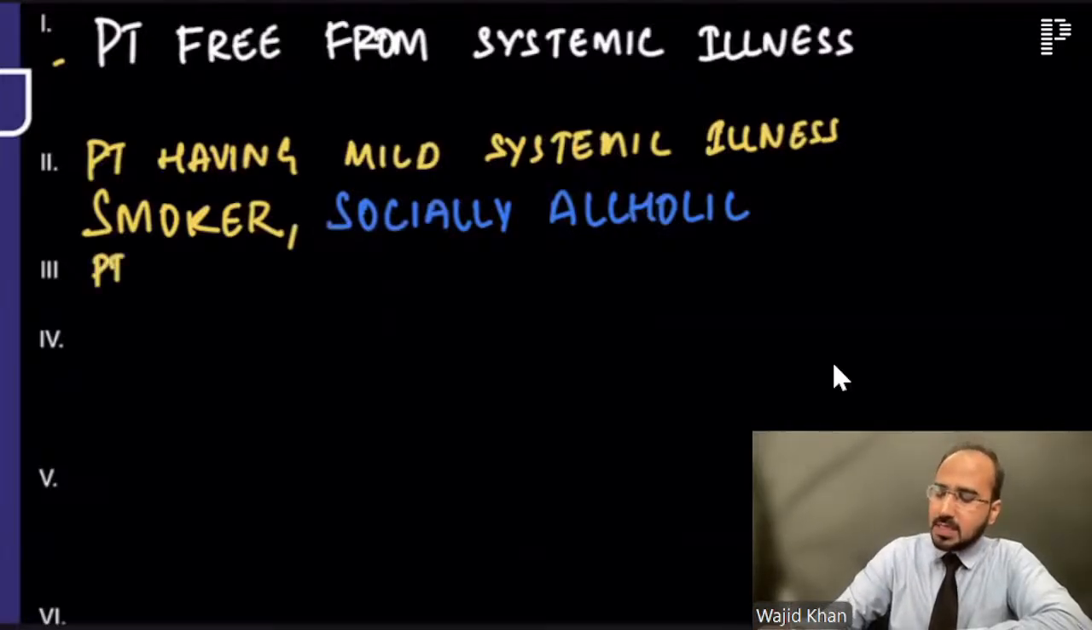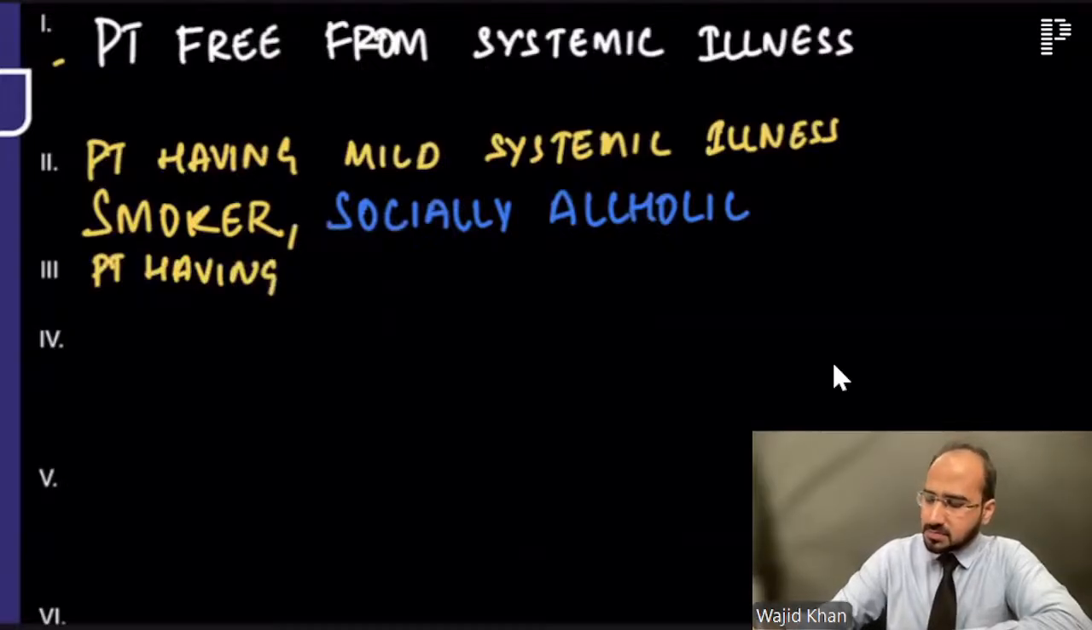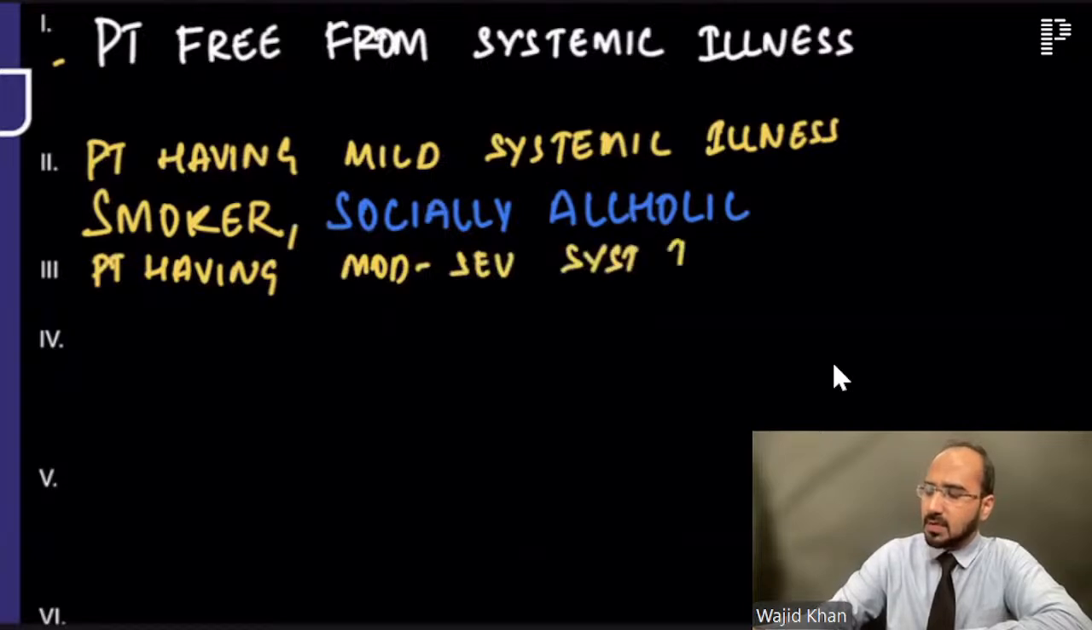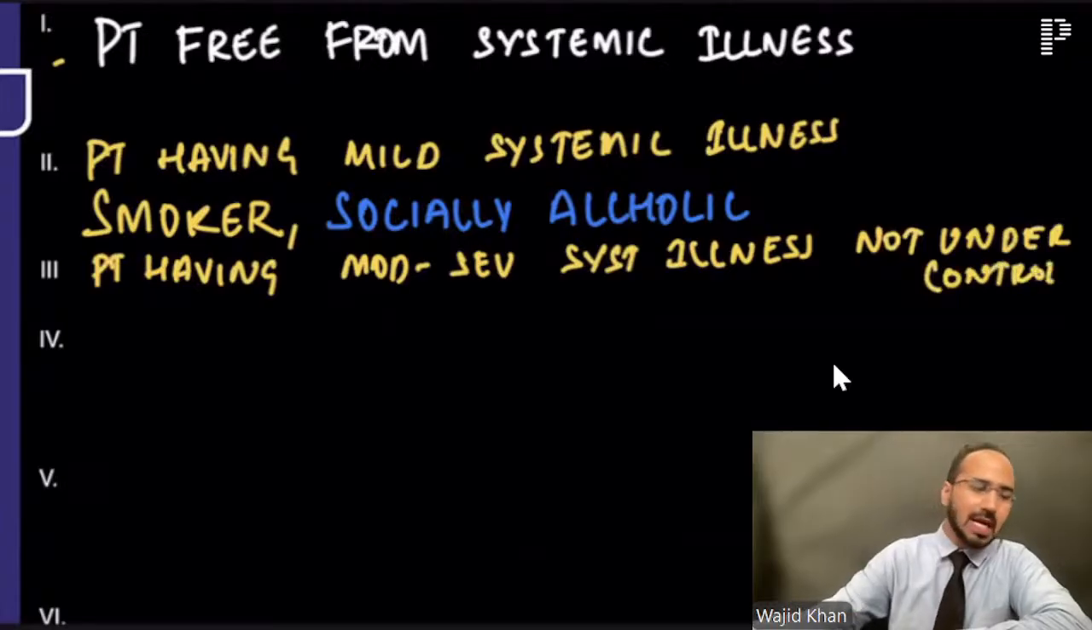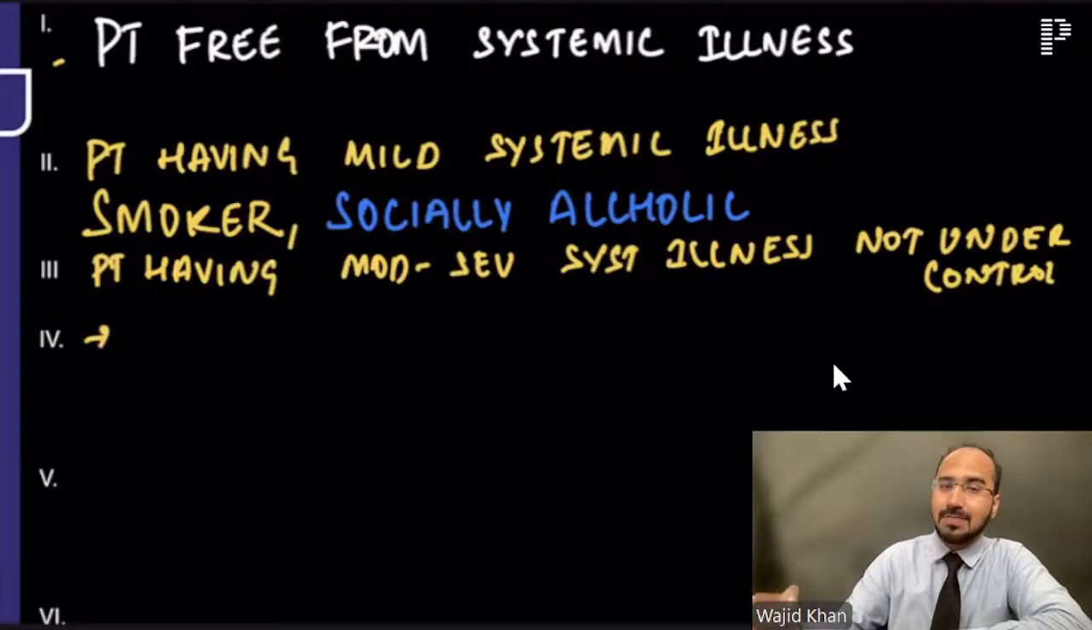Class 3 means patient having moderate to severe systemic illness, which is not under control. Uncontrolled diabetes, uncontrolled hypertension. ASA class 4 means, the question was, patient is belonging to ASA class 4. What does it mean?